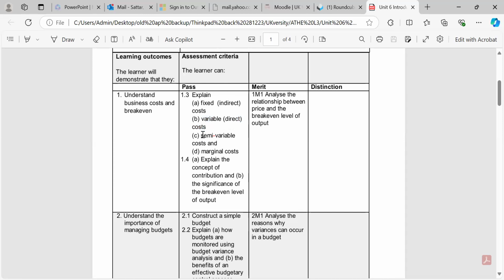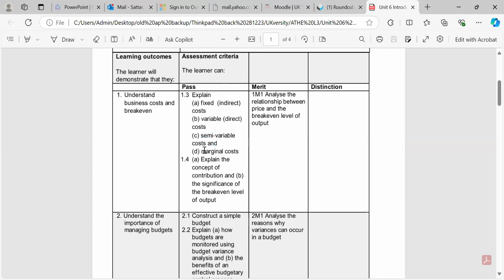Semi-variable cost is known as a cost that is fixed and variable together. Such as if you have a landline phone in your house, the line rental is a fixed cost, and the call charges can be variable cost. So we call it semi-variable. Like if you have a pay-as-you-go gas or electric meter, the standing charge, which is a fixed daily rate, is the fixed cost. And then of course, how many units used is a variable cost.